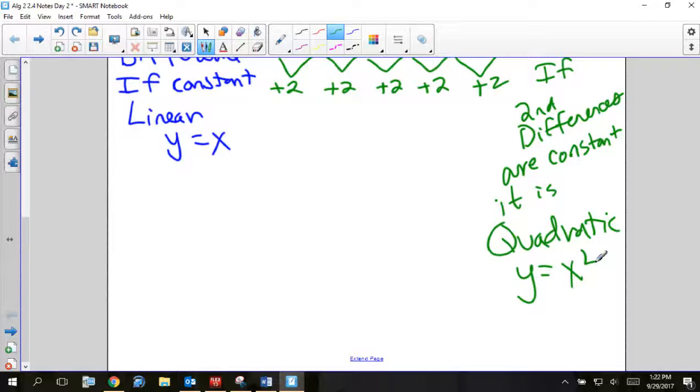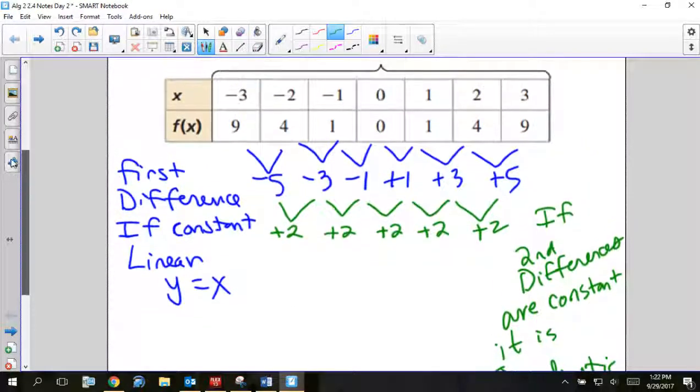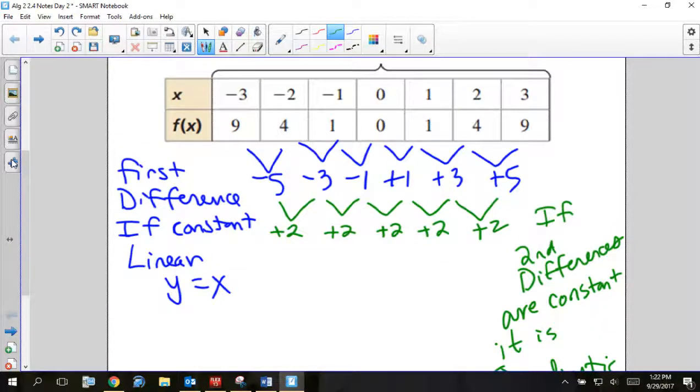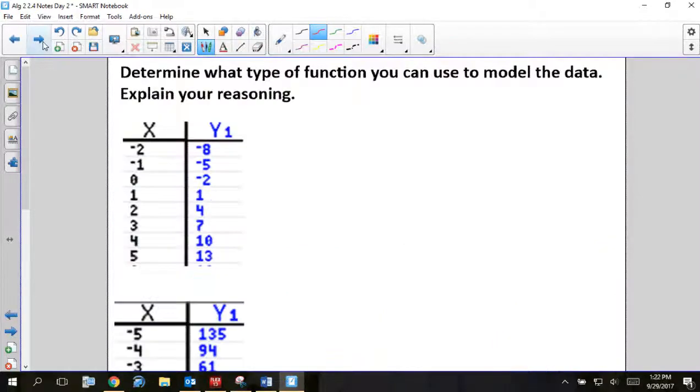Now these were pretty easy to kind of say if you're adding or subtracting in your head. If you do want to use your calculator with the ones that are coming up with bigger numbers, if you take the second number and you subtract the first number, that will give you the difference with the correct sign also. So you see that next section? We're gonna determine what type of function you can use to model the data, and then we're gonna say why we think it's that particular kind of function.